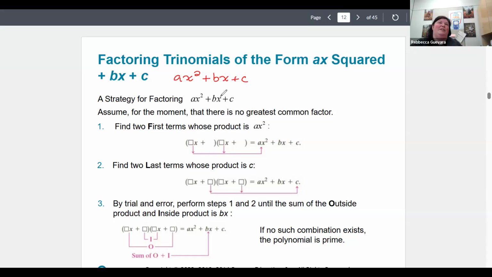One of the methods that we can use here is kind of like a guess and check method. We're going to find two terms that are going to produce that ax squared. Then we're going to find two terms that produce that last c. And then after I do that, I'm going to play with them and see if I can get the middle terms that I need to get this b. So it's a guess and check method. After I do this one, I'm going to walk through some other ones, but for some people it's just easier to do the guess and check. So we're going to do a guess and check method for factoring a trinomial.